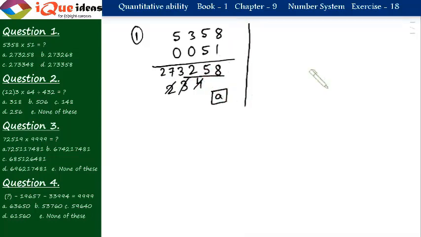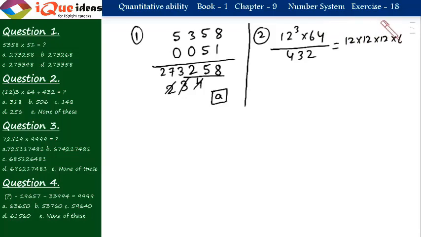Alright, now let's take question number 2. It says 12 cube into 64 divide by 432. Alright, let's see. So if you see 64 does not divide 432 directly, but no problem. If you open 12 cube, it is 12 into 12 into 12 into 64 divided by 432. If you see, 432 is divisible by both 4 and 3, hence it is divisible by 12. So cancel by 12.